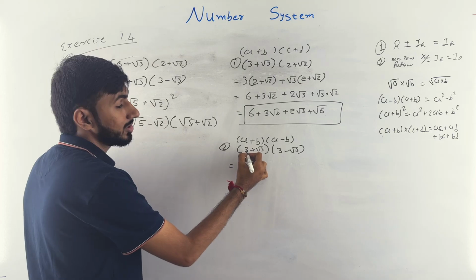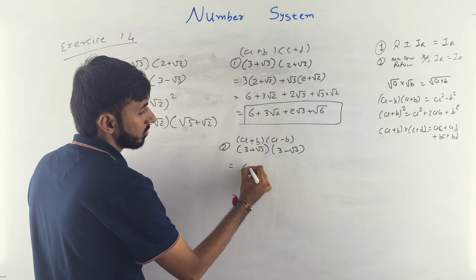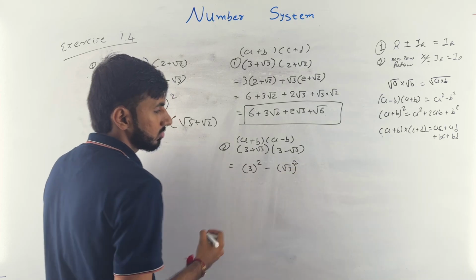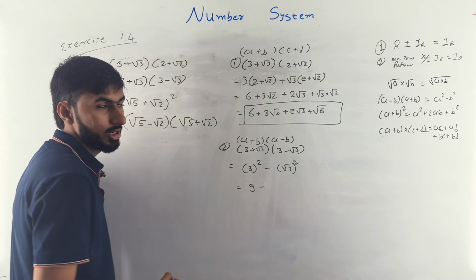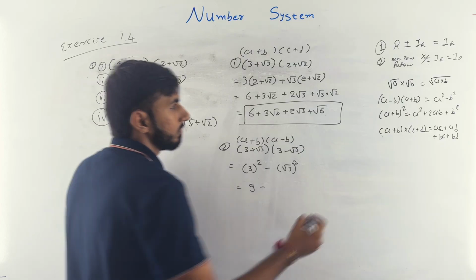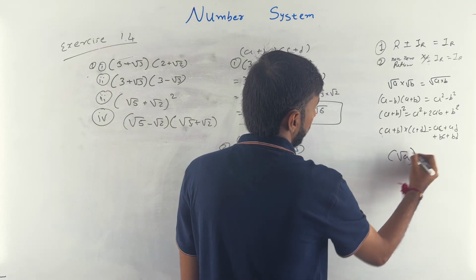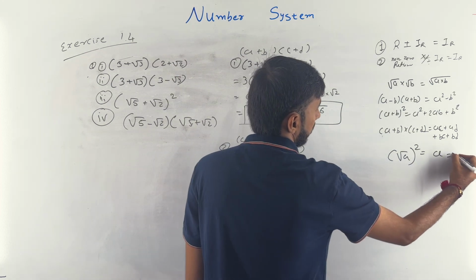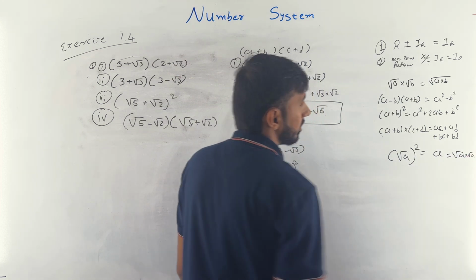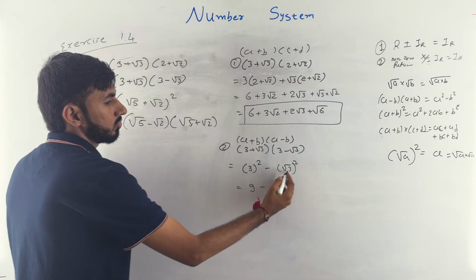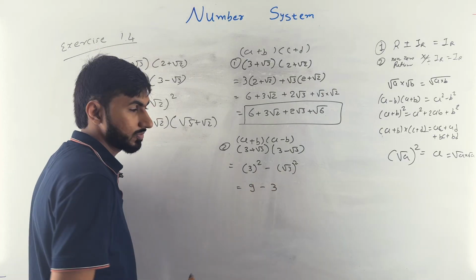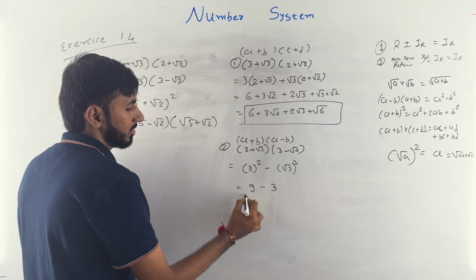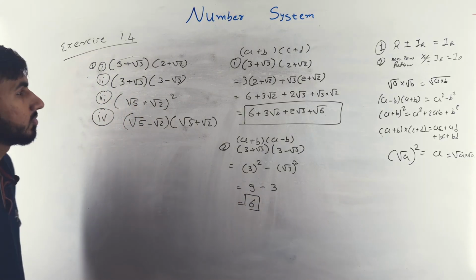Here, 3 is a and root 3 is b. So I can write it as 3 square minus root 3 square. So 3 square equals 9. Now root 3 square is, we all know that square root of a multiply square root of a will become a, right? So root 3 square will become 3. Simply square and square root both will be cut, right? So 9 minus 3, that is 6. So 6 is our answer for question number 2.